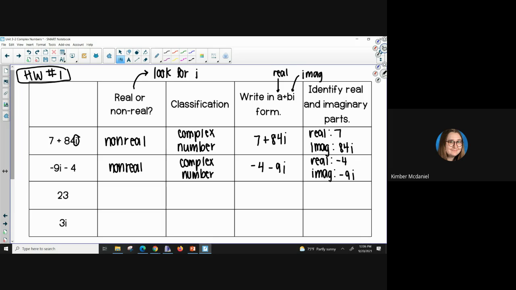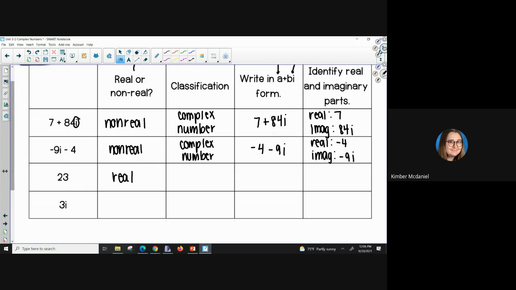Okay, let's keep going. Looking at the third row, we have 23. Would you guys say that is real or non-real? Real. Real, because do we see an i? No. Now, since it does not have an imaginary part, we're going to classify this as a real number.